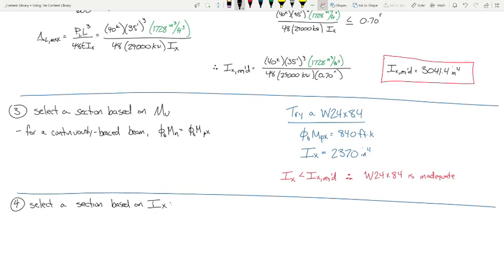Now let's select the section based on Ix. Okay? So what I'll put here is I'll put this table 3.3. What section are we going to select now if we're selecting based off Ix? And remember, we're now in another table, right? Table 3.2 is selecting a section based off strength. Table 3.3 is selecting a section based on our moment of inertia requirements. This section is no good. It's not going to work.